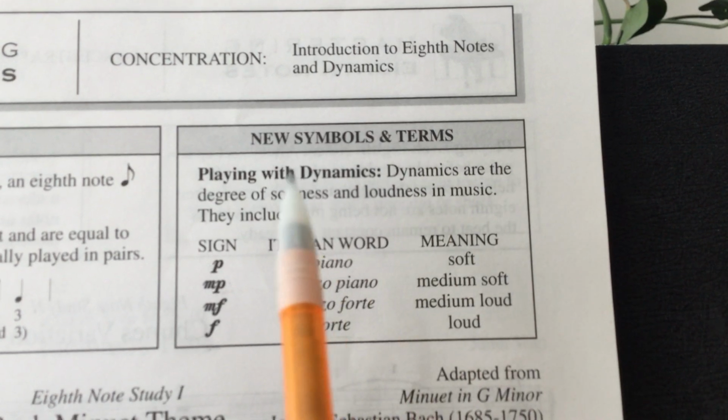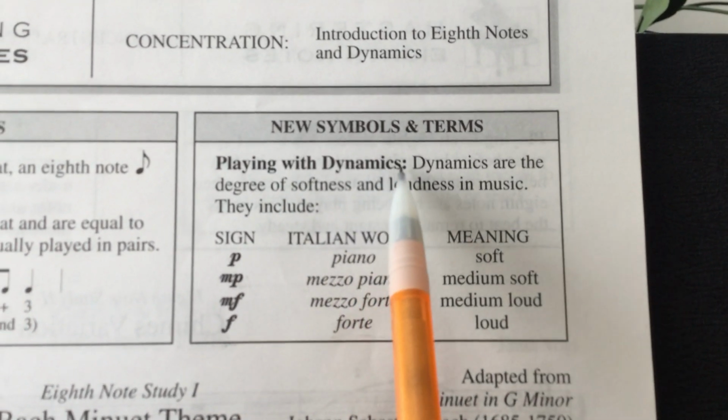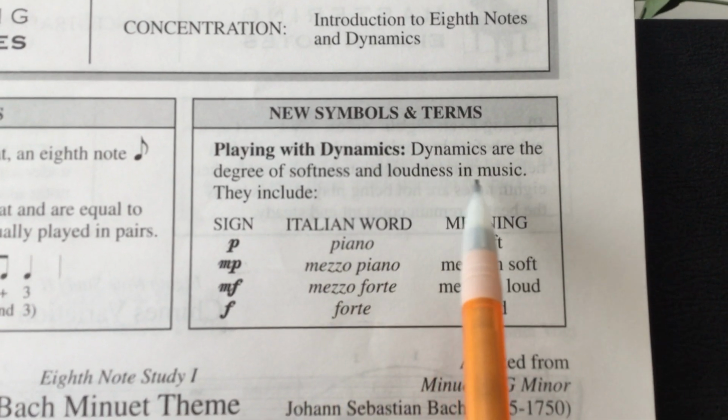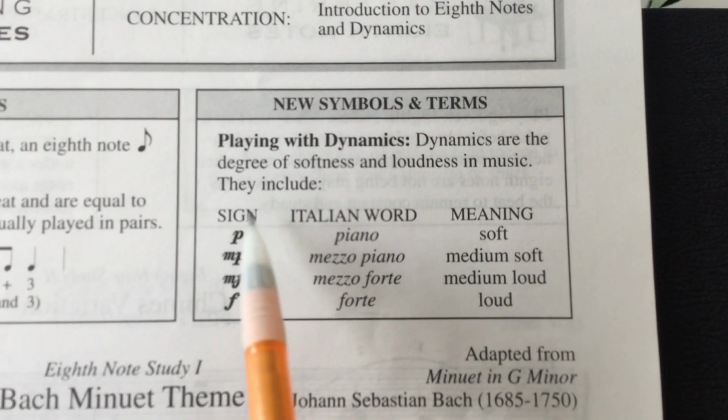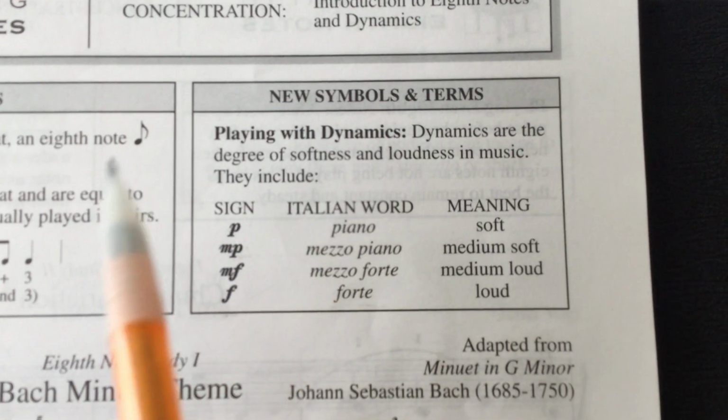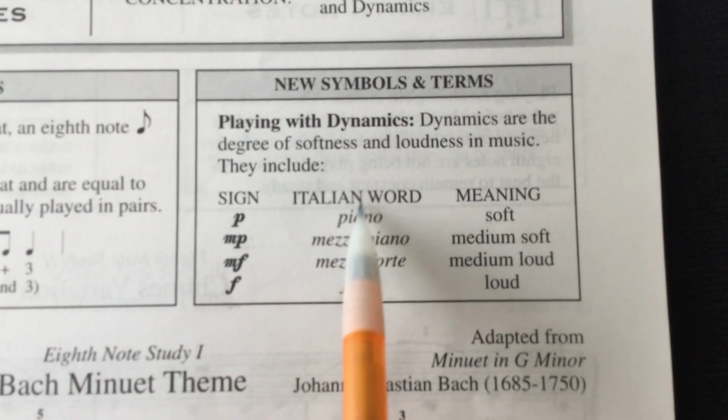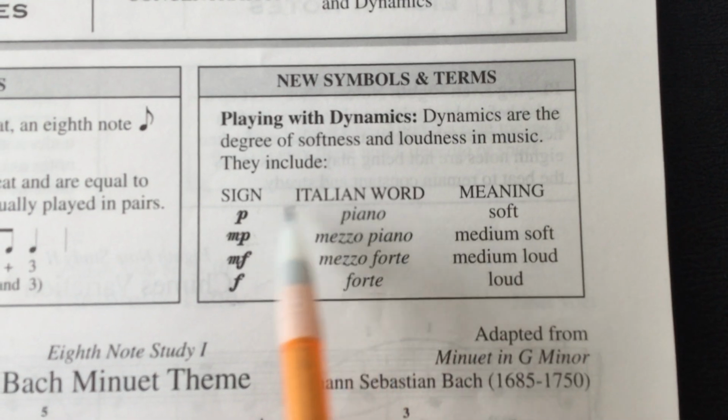And then also on the right, there's some new symbols and terms playing with dynamics. So dynamics are the degree of softness and loudness in music. So see, these are some of the terms that come up a lot. Piano, as in like the instrument, the piano. This is where the word comes from. It means to play soft.